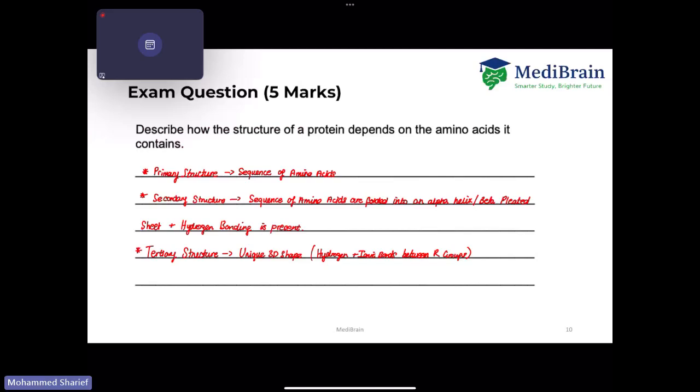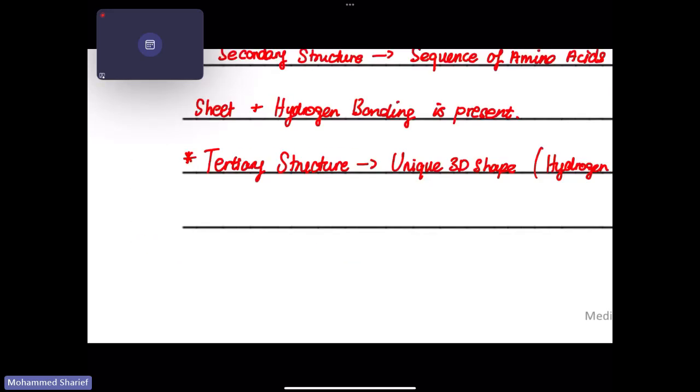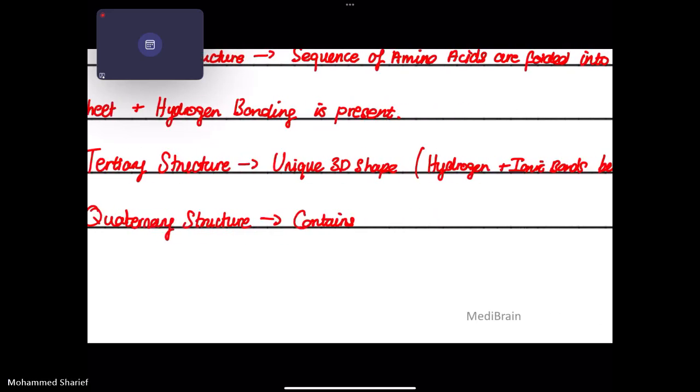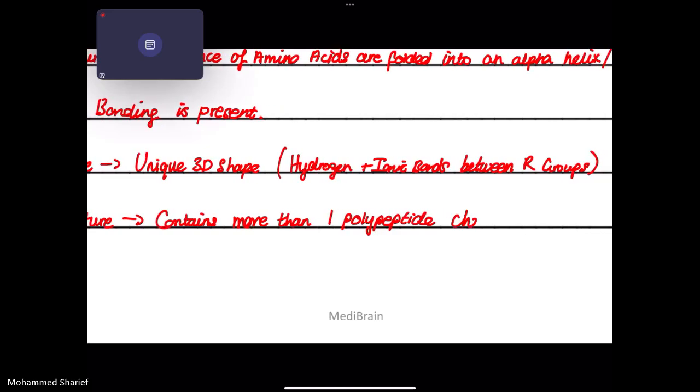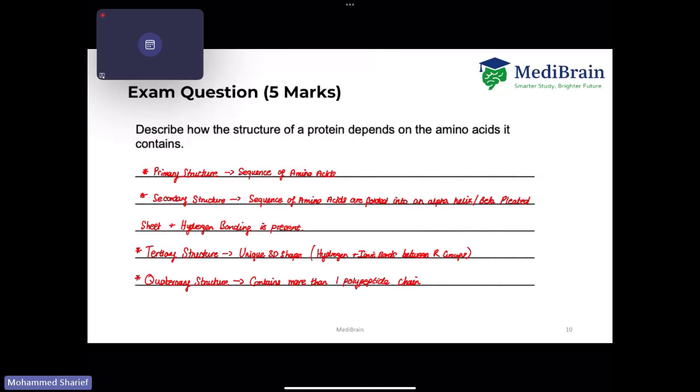Okay, and then the quaternary structure, what's going to happen? A quaternary structure contains more than one polypeptide chain. Okay, so we've said 4 points there. So we're going to get 4 marks because they're nice lengthy points as well.